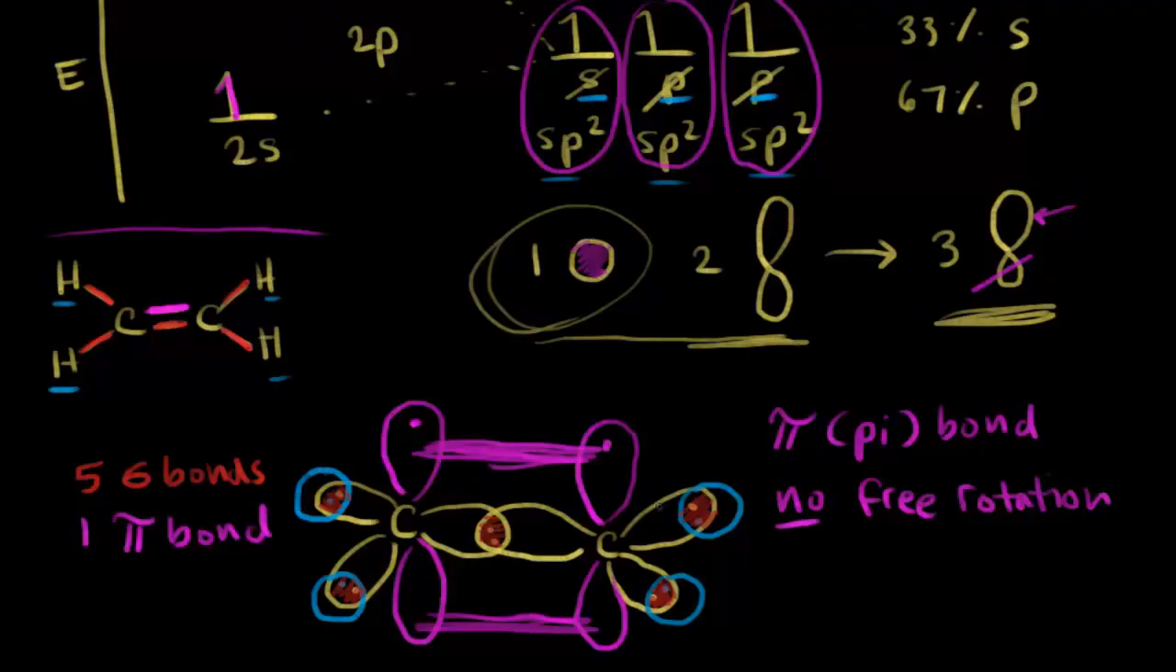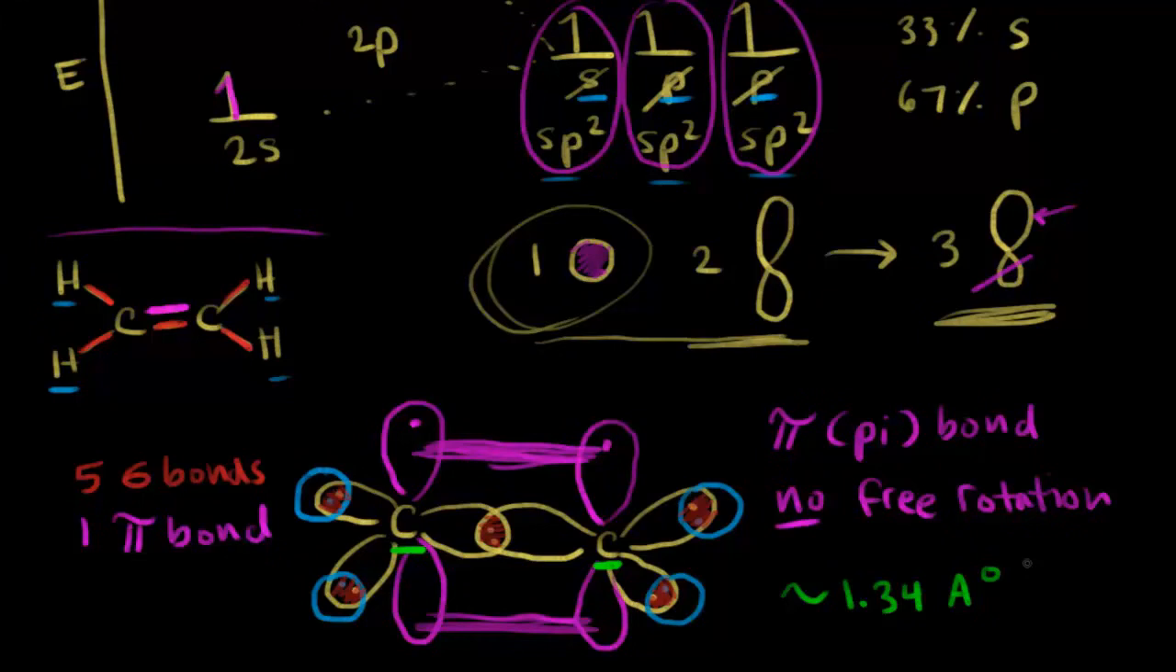If you're thinking about the distance between the two carbons, let me use a different color for that. The distance between this carbon and this carbon turns out to be approximately 1.34 angstroms, which is shorter than the distance between the two carbons in the ethane molecule. Remember, for ethane, the distance was approximately 1.54 angstroms.